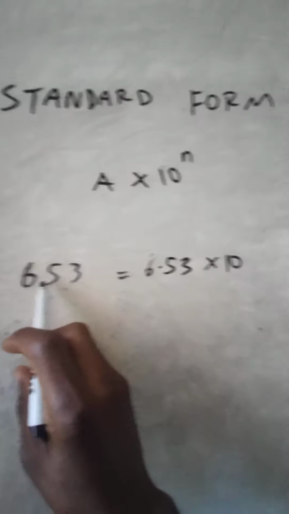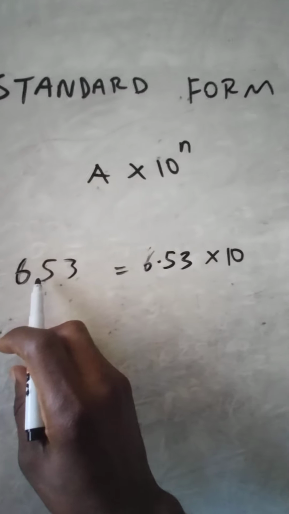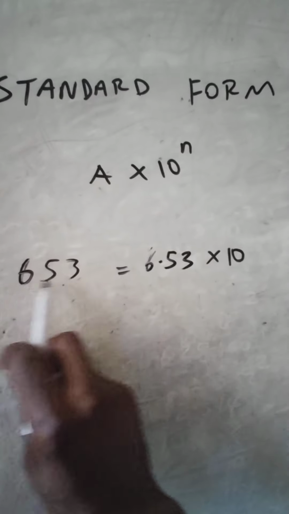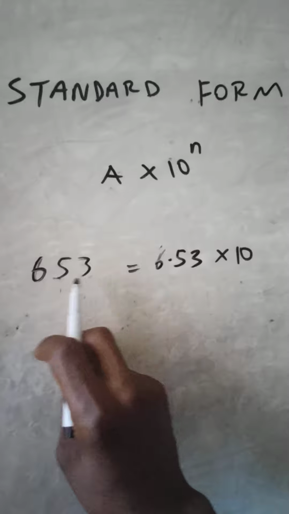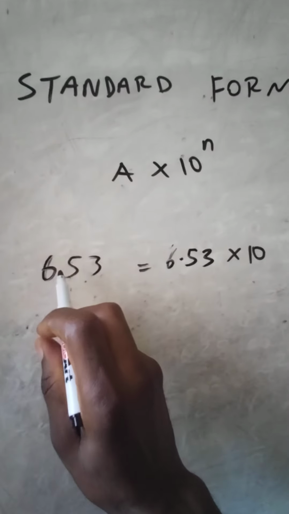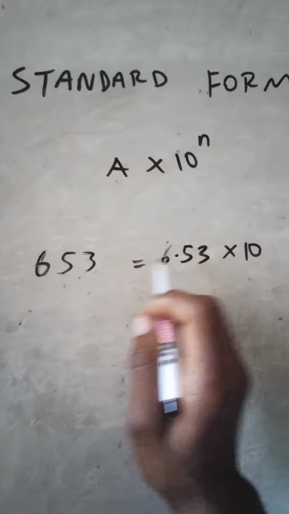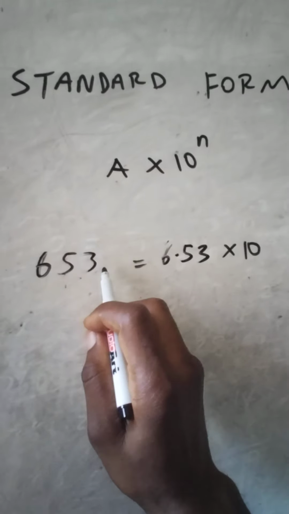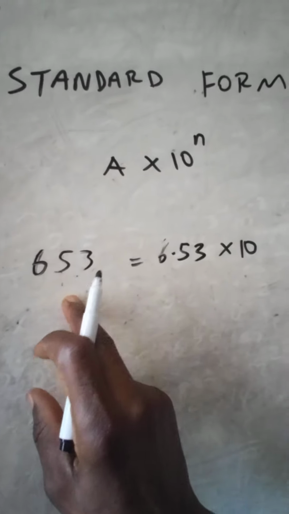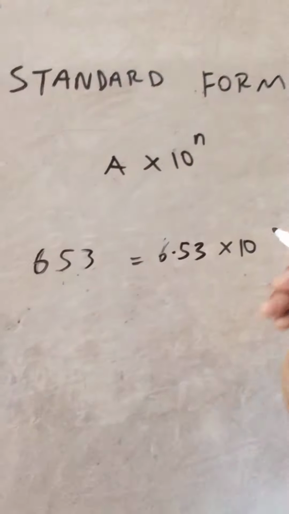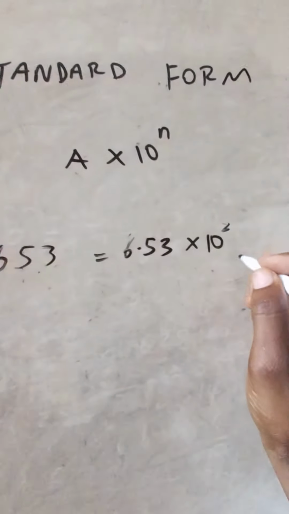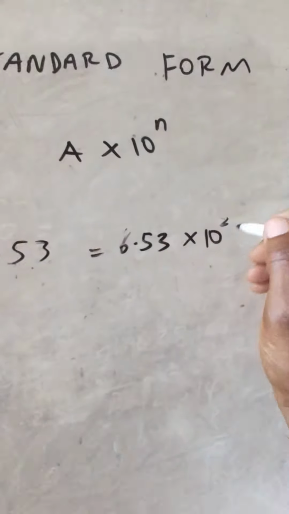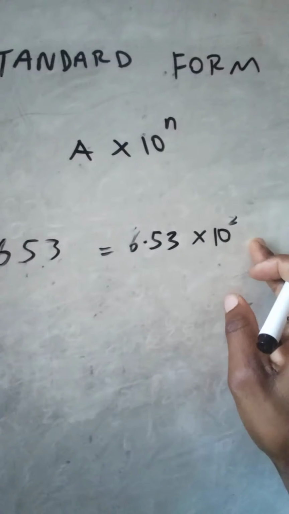So which direction I need to go and how many times to get to the original number. So this is the original number, 653. So you're going to say, okay, the point is here in the new number. So I'm going to say, I go 1, 2. So I go 2 places and to the right to get my original number. So I put the 2 up here. And because it's to the right, it's a positive. So it's going to stay as that.